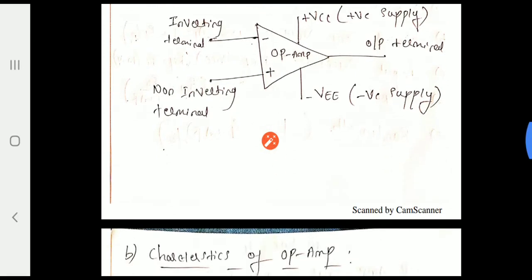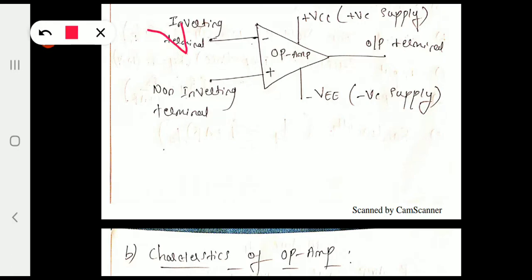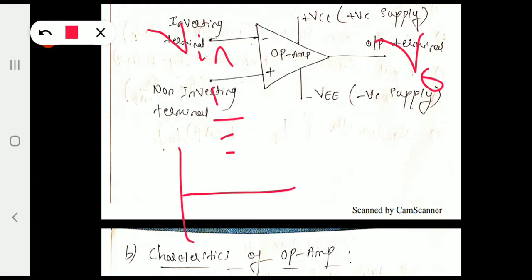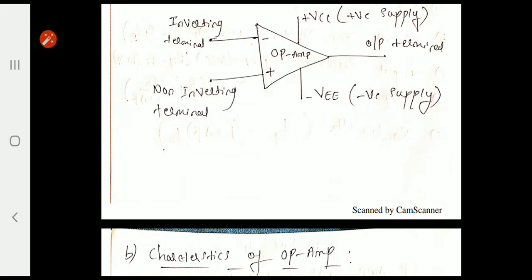For example, we will consider this. If I connect Vin to this terminal, with the other terminal provided to ground, then here we get the output V0 like this. So this is the input and here the output has a 180-degree phase shift. Comparing input and output, there is a 180-degree phase shift, hence it is called the inverting terminal, and the amplification performed is called an inverting amplifier.